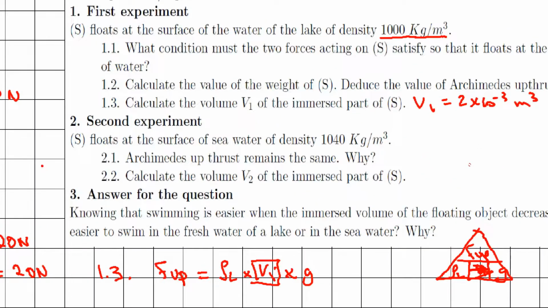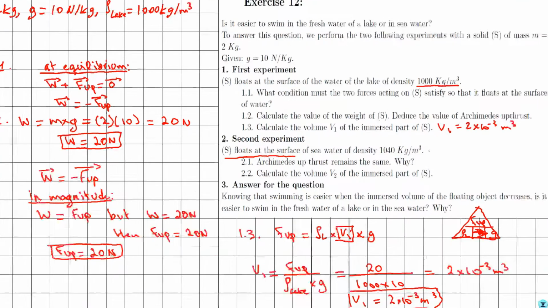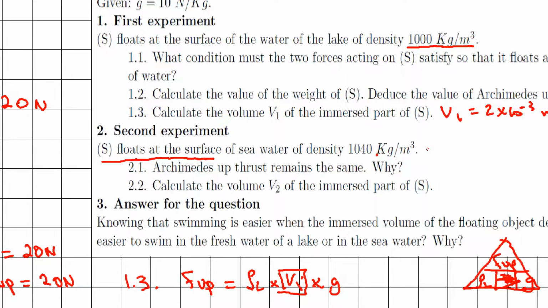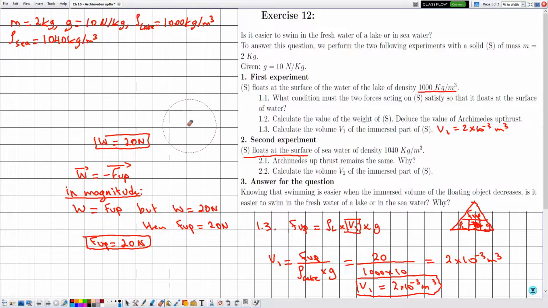Now in the second experiment they are telling me that S floats at the surface of seawater of density 1040 kilograms per cubic meter. Because S is floating at the surface, we can also use the condition of equilibrium. The density of the sea is 1040 kilograms per cubic meter. Knowing that the magnitude of W is 20 newtons.